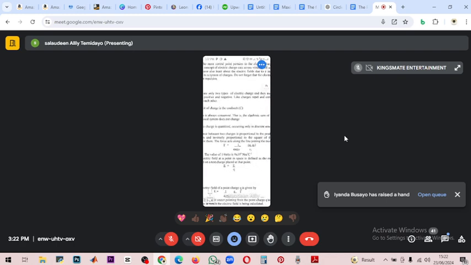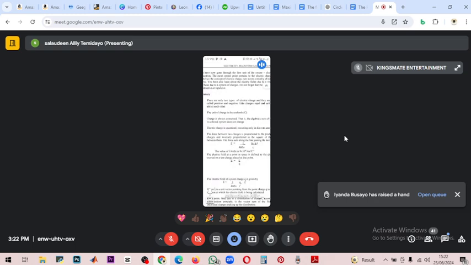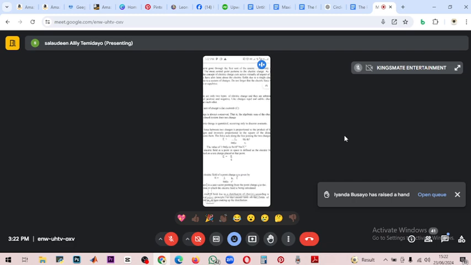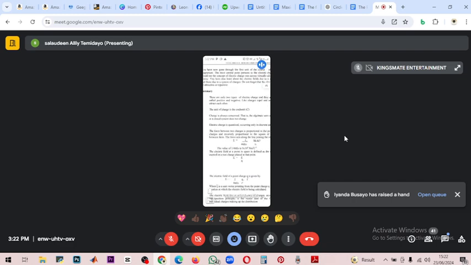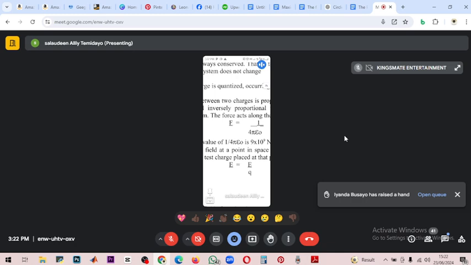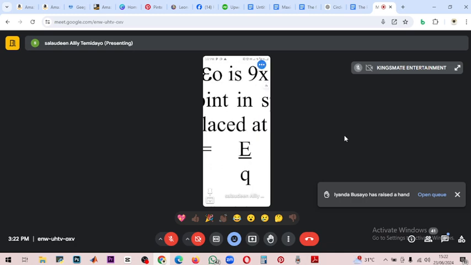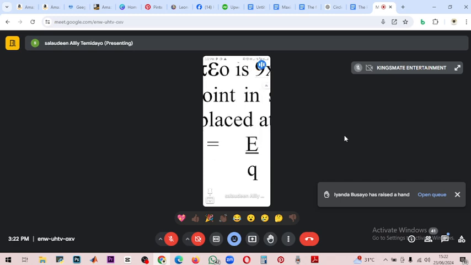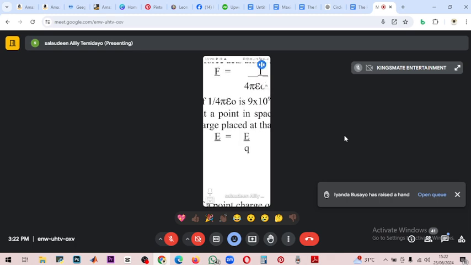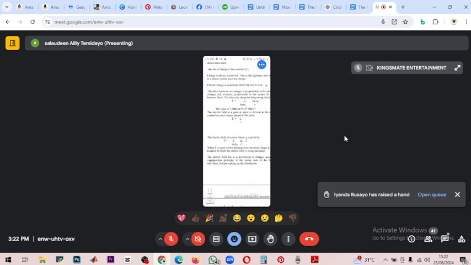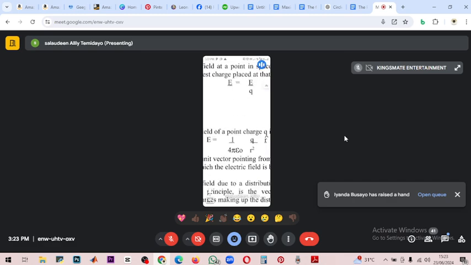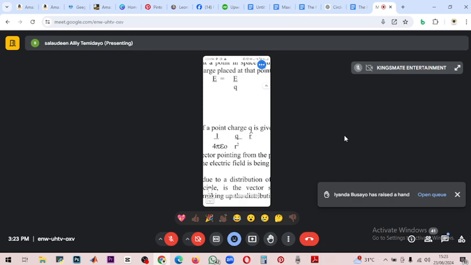They said electric field at a point in space is defined as the electric force exerted on a test charge or a point charge placed at that point. So electric field E is equal to F over Q. From that, we were able to deduce this formula: E equals 1 over 4 pi epsilon naught, Q over R squared.